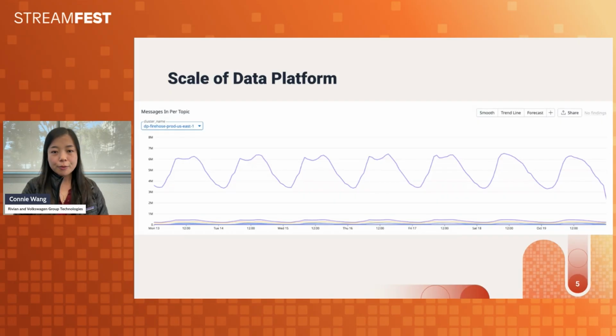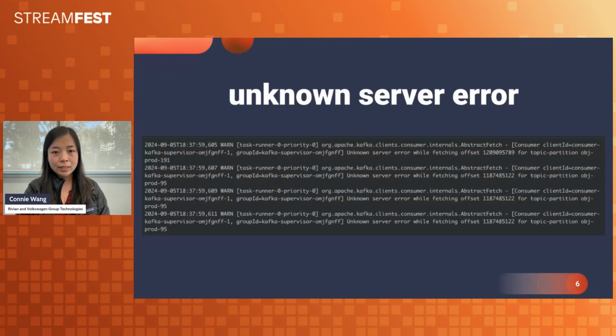But then as we were in the final phase of production migration validations, we ran into an issue that we hadn't previously seen in any of the lower environments or testing we had done. We got an unknown server error when trying to start a new consumer on the tiered storage cluster. This is the exact error message: unknown server error while fetching offset blank for topic partition obj prod.